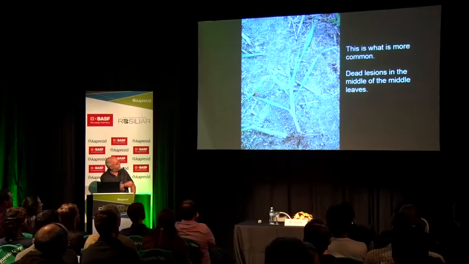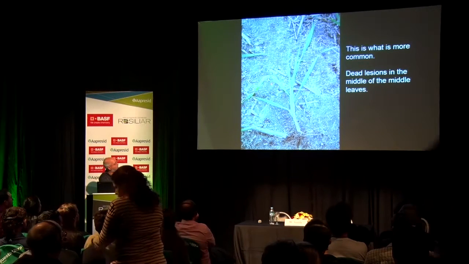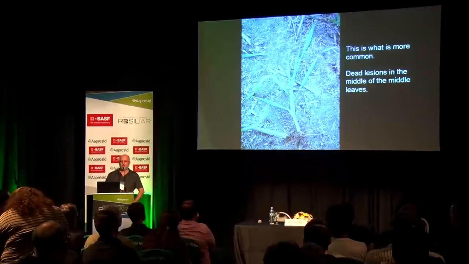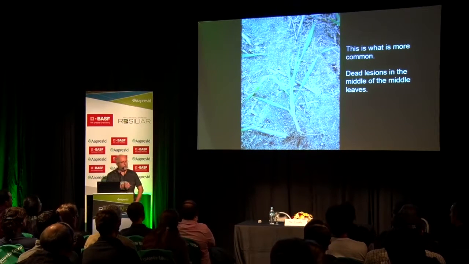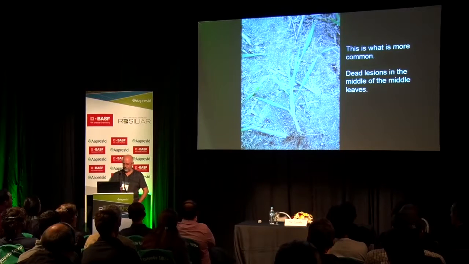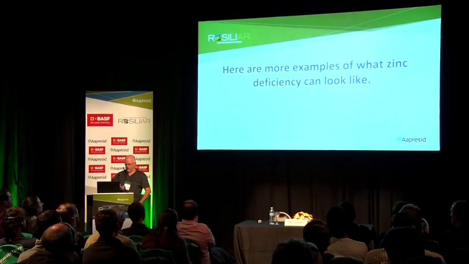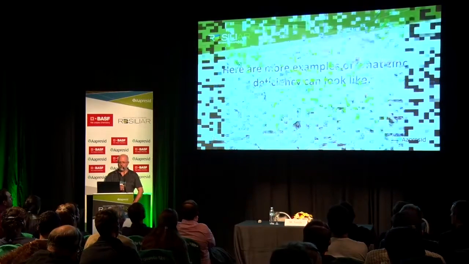The bottom leaves are better than the middle leaf. The top leaves are better than the middle leaf. And in the middle of the middle is lesions. Now you might think that's leaf disease. No. Leaf disease starts on the bottom leaves. Leaf disease does not start in the middle of the middle. This is zinc deficiency. So here are some more examples of what zinc deficiency can look like.